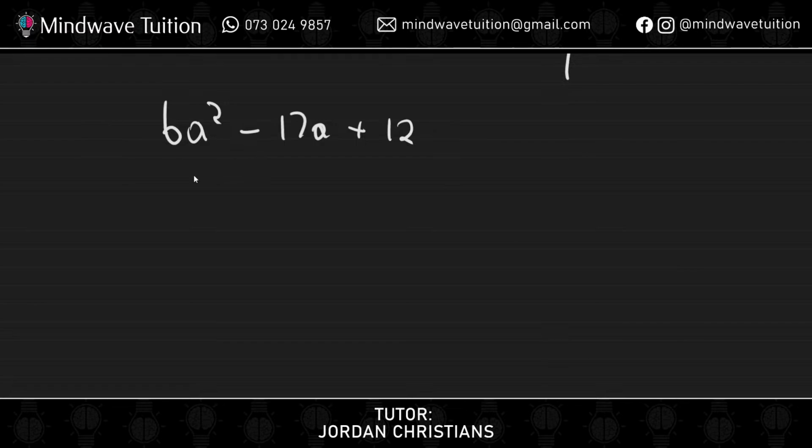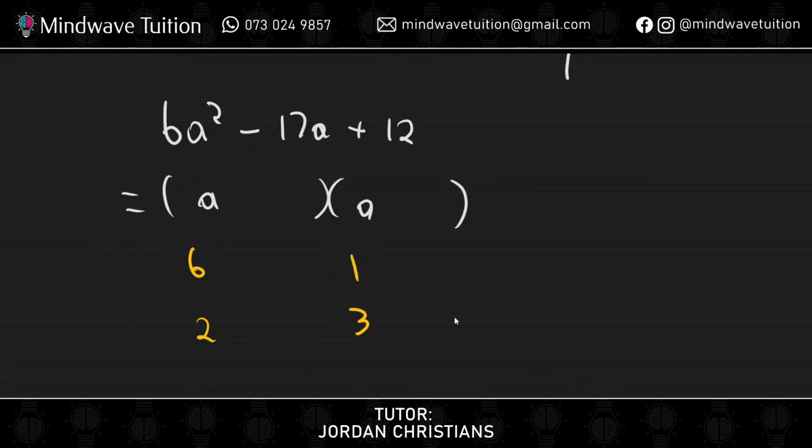So here we have an expression where the first number in front of our squared variable is not prime. So this makes it a bit harder, and the only way really to do this is with some trial and error. So we know that it has to be a and a. The problem is 6 can have two options. It'll either be 6 and 1 or 2 and 3. Right, so we'll need to choose carefully here.